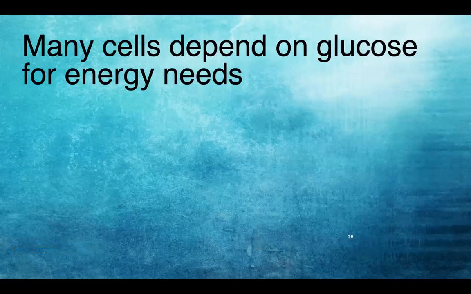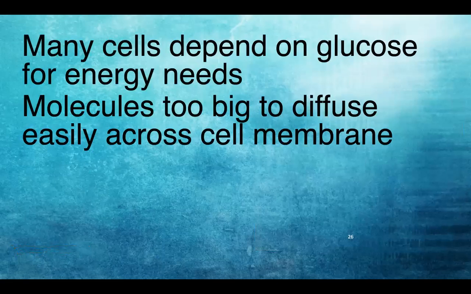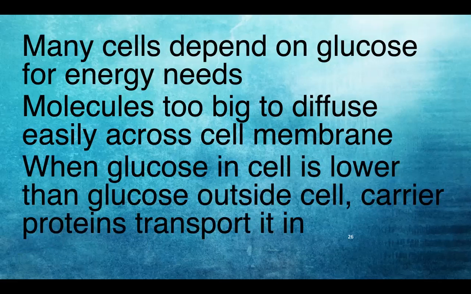Many cells depend on glucose for their energy needs. These molecules are too big to diffuse easily across the cell membrane. So when the glucose inside the cell is lower than outside the cell, the carrier proteins will transport it in.